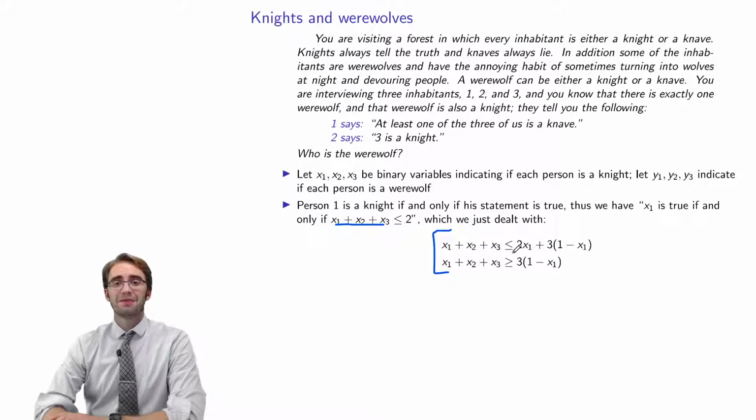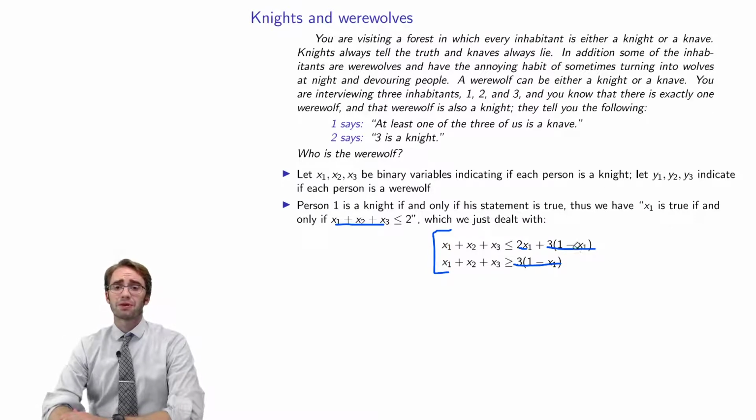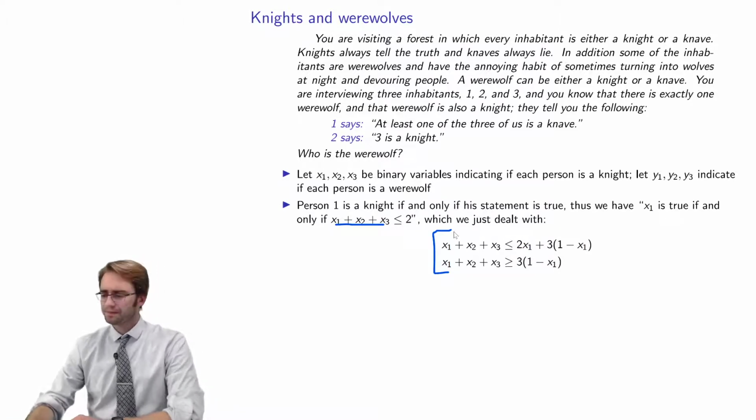So the x's have to sum to less than or equal to 2x1 plus 3 times 1 minus x1, and they have to sum to at least 3 times 1 minus x1. It falls just in line with those previous examples that we worked through. I guess I won't bore you by looking at the two cases again. I hope you'll just trust me at this point.